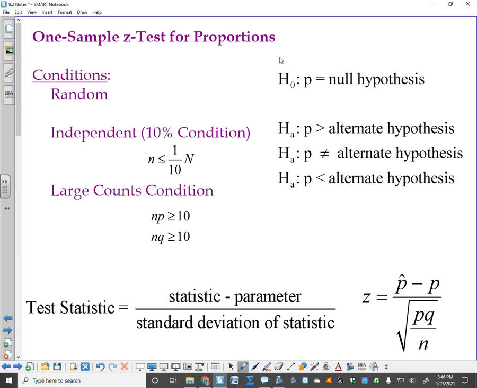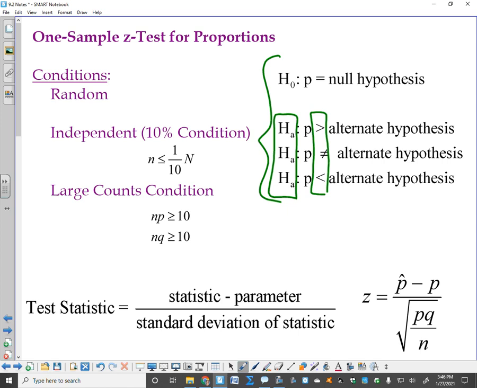Speaking of the null and the alternate, here they are. Remember that your null and your alternate are always in terms of the parameter. So the parameter for proportions is P. So P equals whatever your null hypothesis is, and then your alternate hypothesis will either be greater than, not equal to, or less than whatever the null hypothesis was.